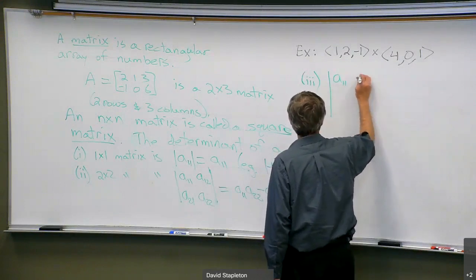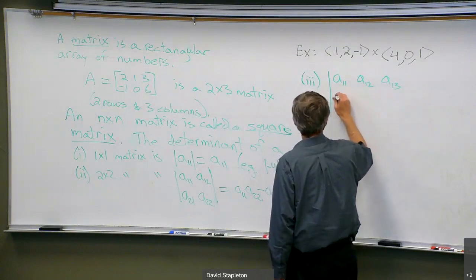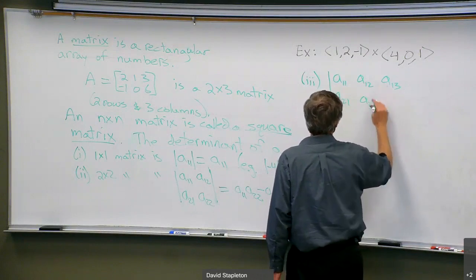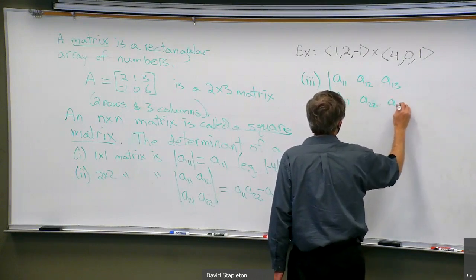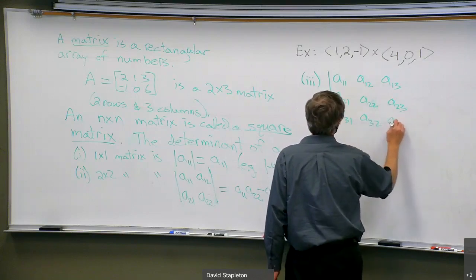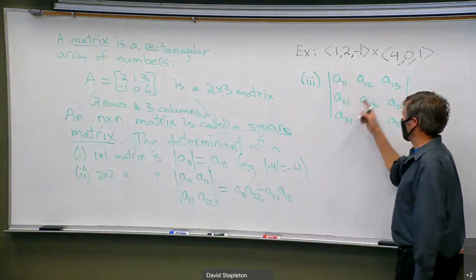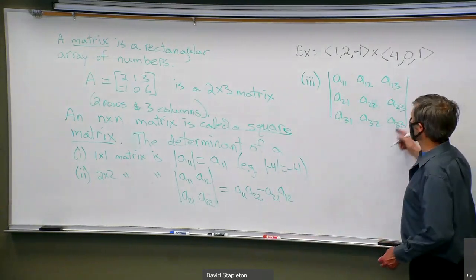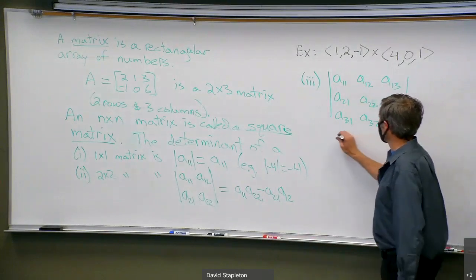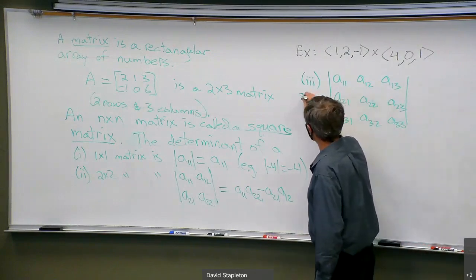Suppose I have A11, A12, A13, 3 numbers in a row, row 1. A21, A22, and A23 comprise the second row, and A31, A32, A33 the third row. So the square braces mean the rectangular array of numbers, but the determinant of the matrix means find the number that has this value. It's equal to... so this is a 3 by 3 matrix.